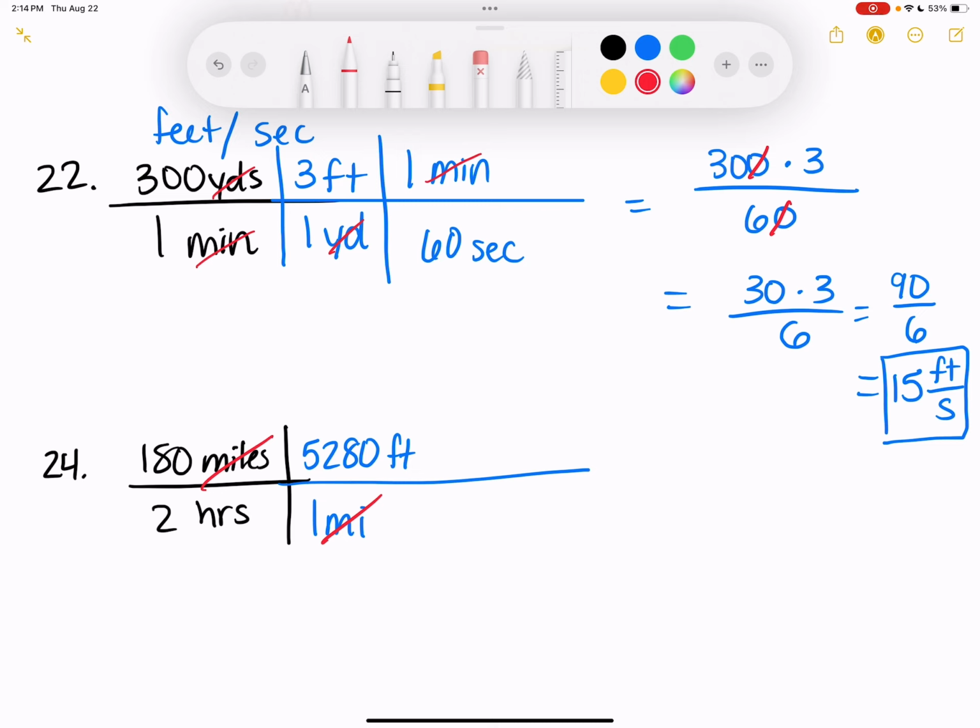Is that starting to make sense? A little bit. Okay. So then I have hours.